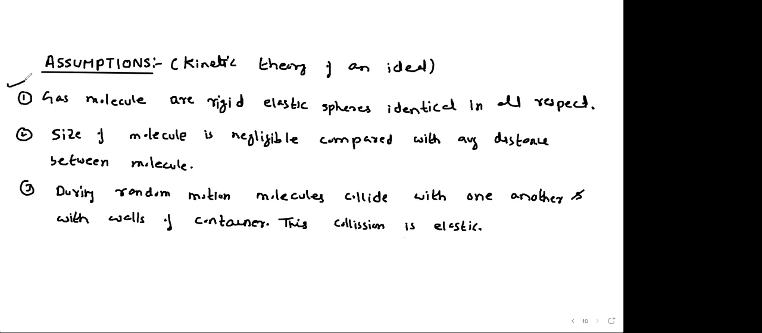So these are some assumptions for the kinetic theory of an ideal gas. They are elastic and rigid spheres. The size is negligible. And the last one, the collision is elastic collision. On the basis of these assumptions, we will try to derive an expression for pressure exerted by gas in terms of velocity. Just note it down, then we'll derive the expression.